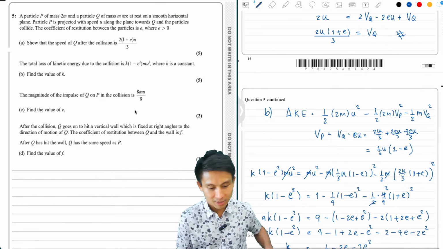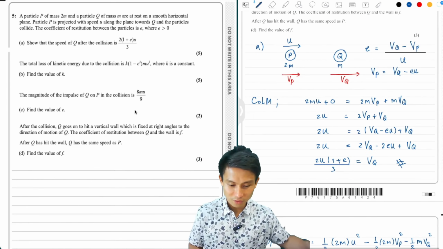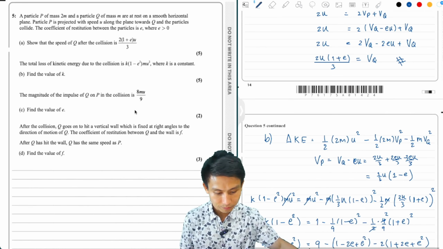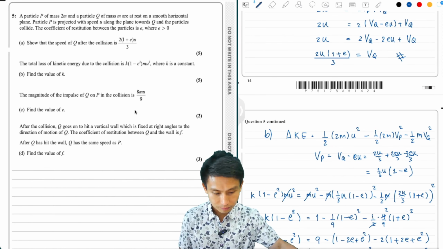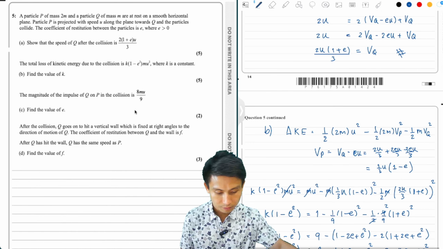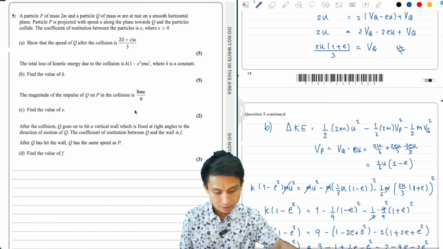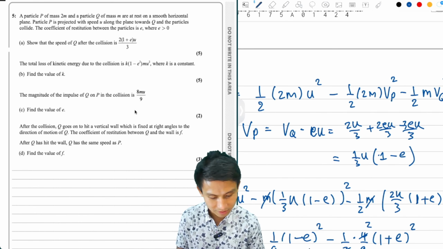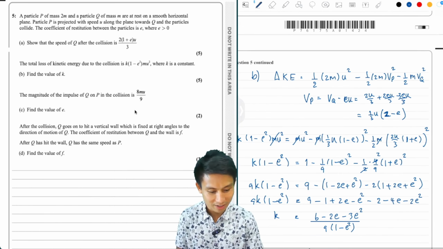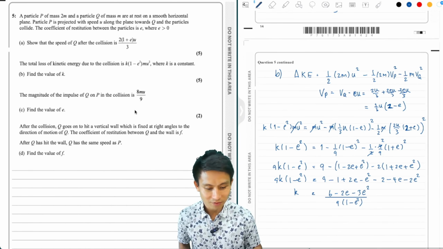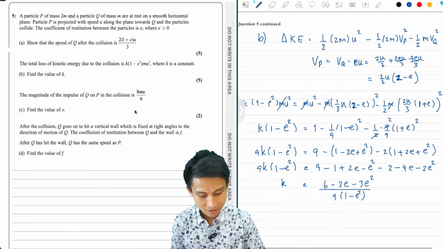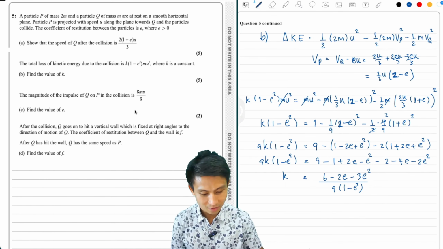I'm going to check the VP again. So VP was VQ minus EU. That should be right. Wait, no. It's 2, isn't it? This is 2, definitely. Okay, I found it. There you go. The VP was wrong. Wait, hang on. And I almost changed the wrong one. So this is the VP. This is the VP. Okay.